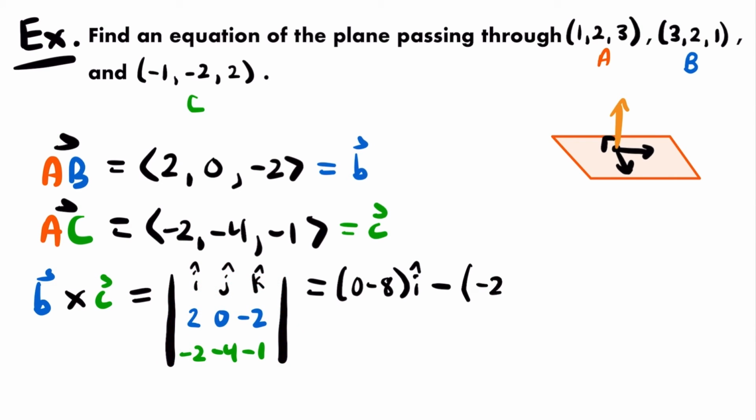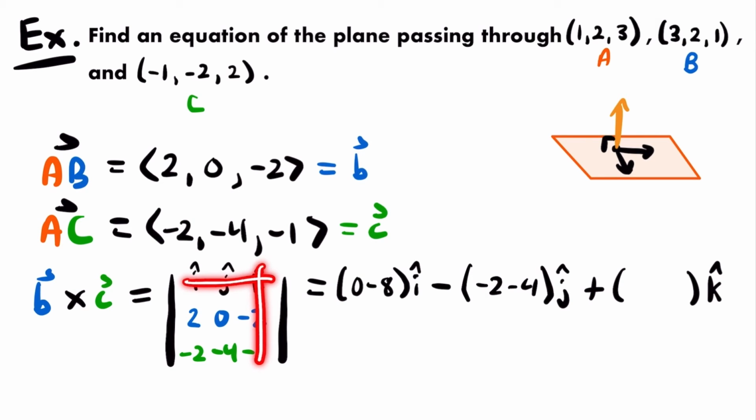So we have -2 minus 4 times j, and then we're adding the last term, which will be multiplied by vector k. And we'll look at k in the matrix, cross out the row and the column that it's in, and then calculate a 2x2 determinant using the remaining 4 values. So we'll have 2 times -4, which is -8, minus 0 times -2, which is 0, and so we have -8 minus 0.